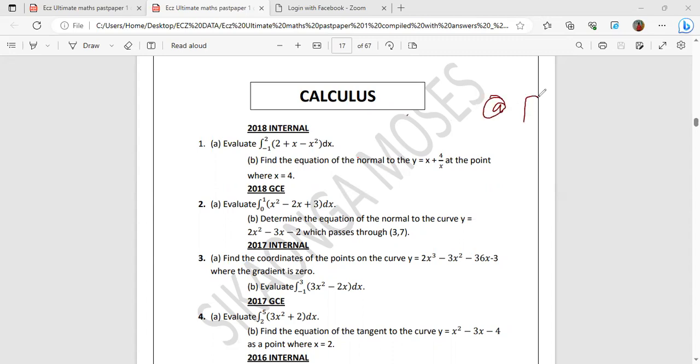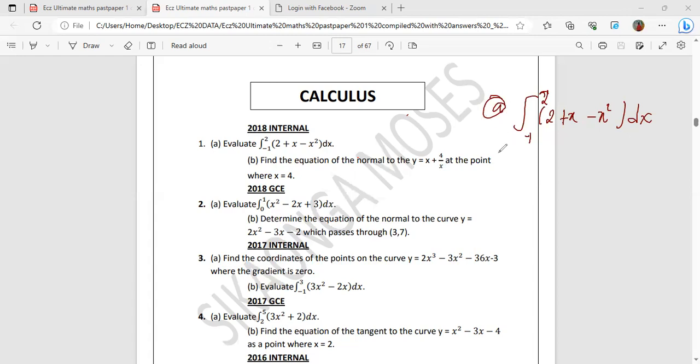we have been given the integral from -1 to 2 of 2 plus x minus x squared, everything dx. So we are saying we should integrate this function, 2 plus x minus x squared, with respect to x when we have been given the limits from -1 up to 2.